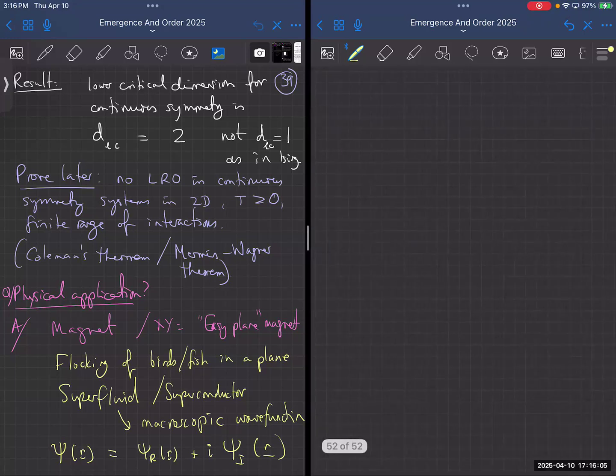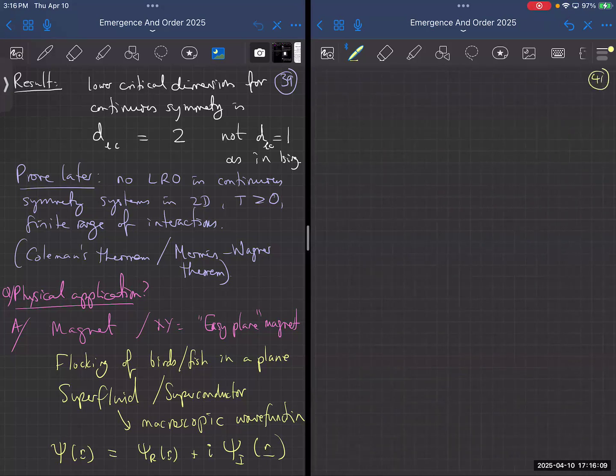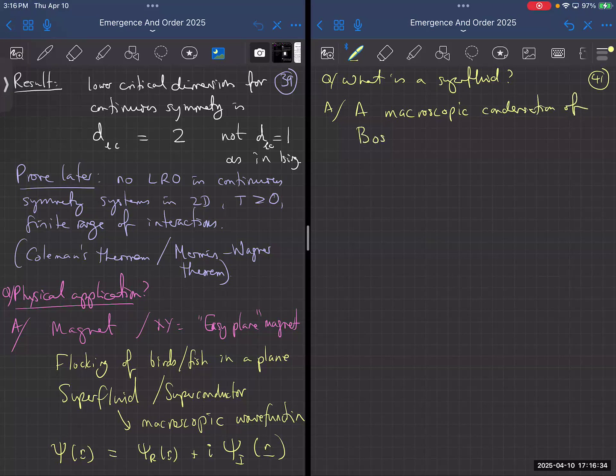Okay, now here's the cool thing about this system. So what actually is a superfluid? The answer is, it is actually a macroscopic condensation of bosons. They form a Bose-Einstein condensation.